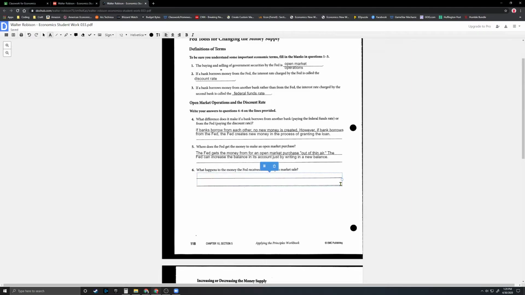Question 6, what happens to the money the Fed receives from an open market sale? So the Fed removes that money from the economy. Okay. The Fed has the power to make money disappear.